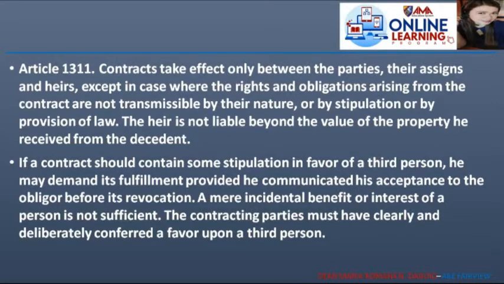So, if a contract should contain some stipulation in favor of a third person, he may demand its fulfillment provided he communicated his acceptance to the obligor before its revocation. A mere incidental benefit or interest of a person is not sufficient. The contracting parties must have clearly and deliberately conferred a favor upon a third person. So let's read that in Tagalog class.